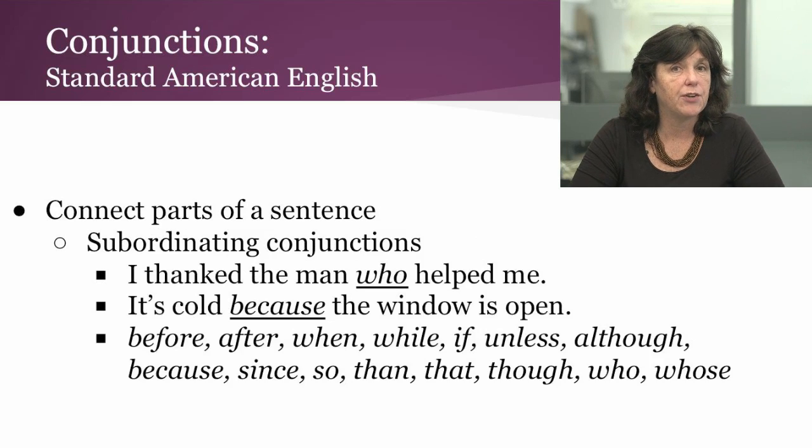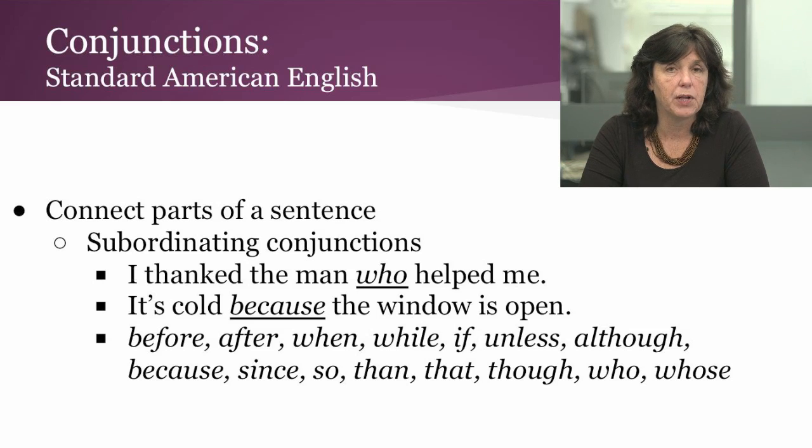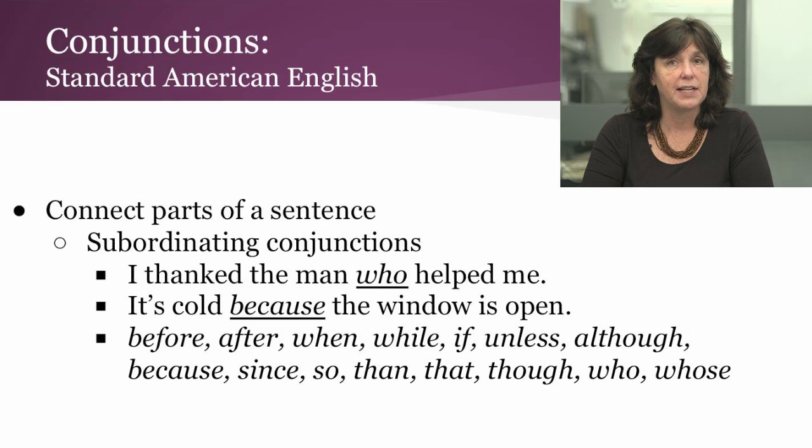Subordinating conjunctions, on the other hand, connect elements of unequal status. One has more weight than the other. So, for example, "I thank the man who helped me," or "it's cold because the window is open." Because the window is open and who helped me are both subordinate. They cannot stand on their own. You can't have a sentence that just says, "because the window is open," or "who helped me." These subordinate elements depend on the previous elements of the sentence. They are called subordinate or dependent clauses. We'll learn more about these in Module 5 as well.